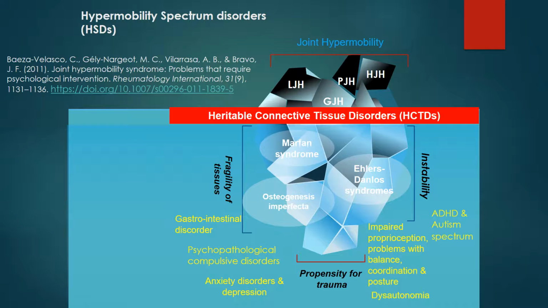They may include gastrointestinal disorders, psychopathological compulsive disorders, anxiety disorders and depression, and impaired proprioception, problems with balance and coordination and posture, alongside dysautonomia, potentially ADHD, and autism spectrum disorders. And whilst we won't see all of these in the dance studio, what we do need to be mindful of is there may be something underlying the joint hypermobility that we're not aware of.